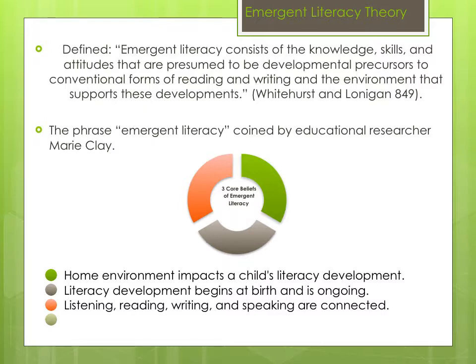The first one is that the home environment impacts a child's literacy development. And we'll talk more about that later in this presentation, but note that tenet of emergent literacy really overlaps with family literacy theory. Both of them believe that parents play an important role in a child's literacy growth.